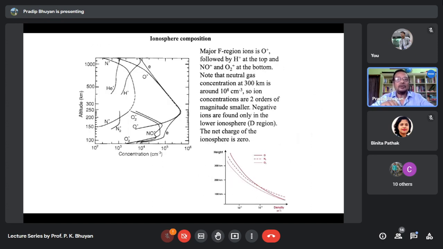Okay, so composition means how the ionosphere density varies.